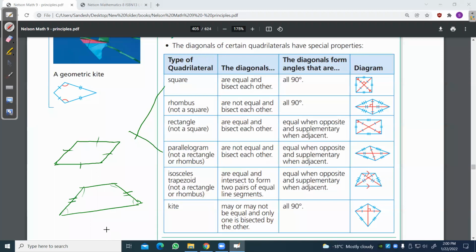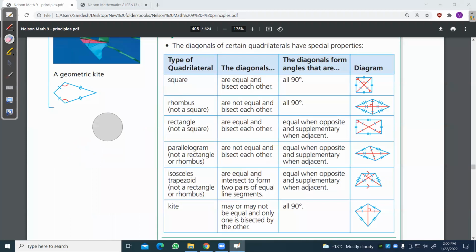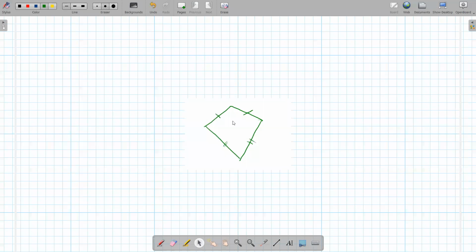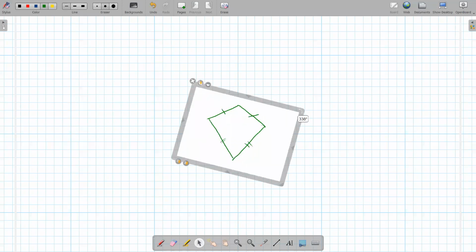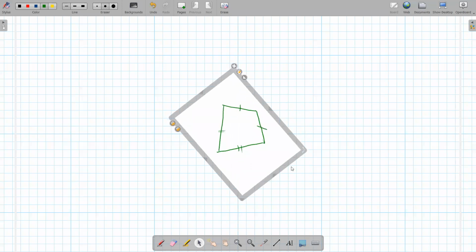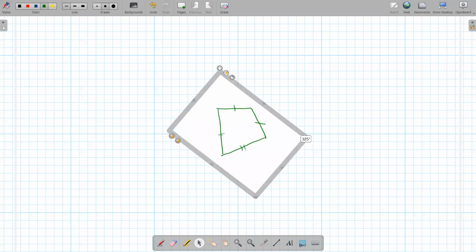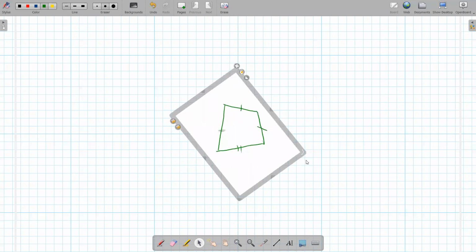And then finally, we have a kite. You see that? It looks like this. So what's going on in a kite? In a kite, this side is equal to this side, and this side is equal to this side. If you flip this, it's going to become a normal trapezoid. See, it's like this right now, but if you were to look at it like this, this is a trapezoid. This is a kite, and this is a trapezoid, okay?